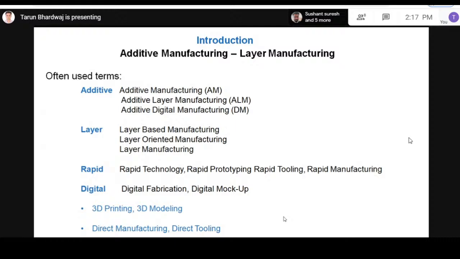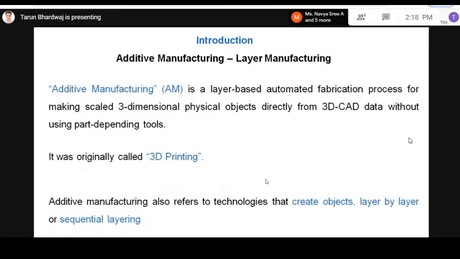And the names that came after rapid prototyping are 3D printing or 3D modeling, or you can say direct manufacturing or direct tooling. So it depends upon the organization working in that particular research area. According to the suitability, they just suggest the names. And now we come to additive manufacturing, that is a layer manufacturing process.